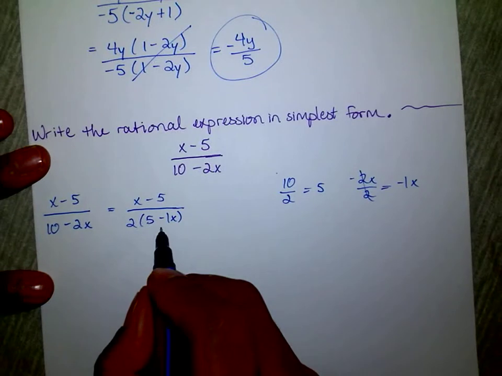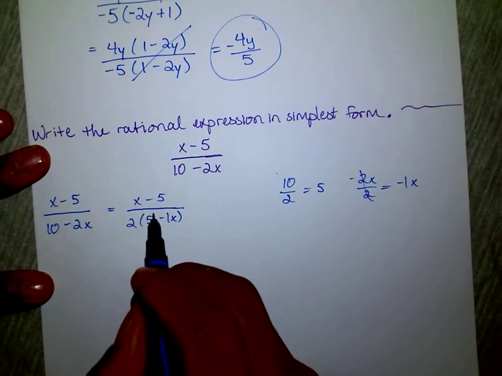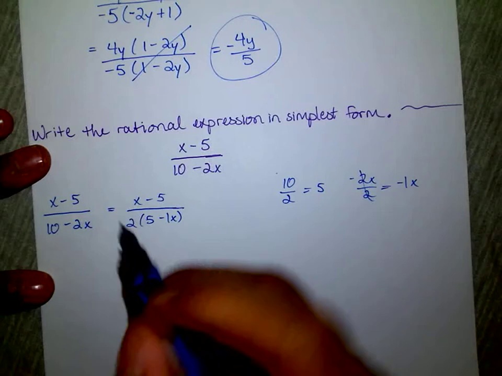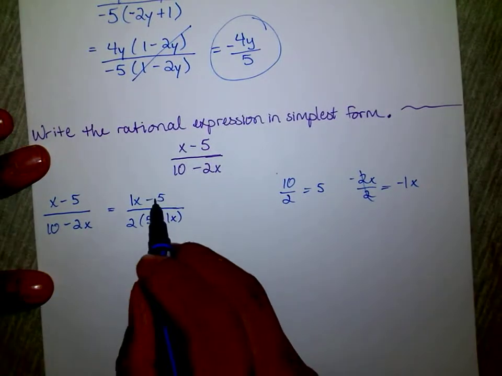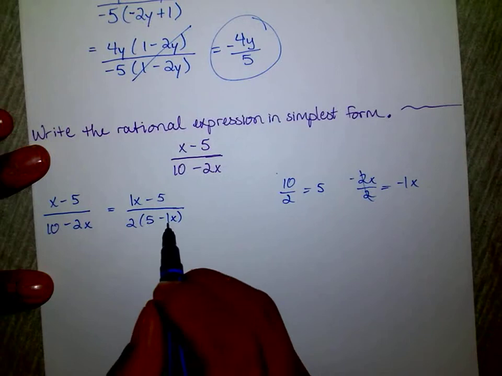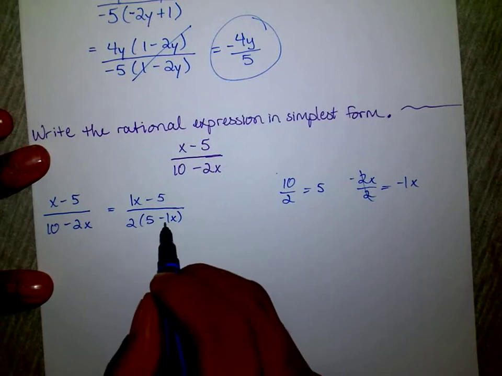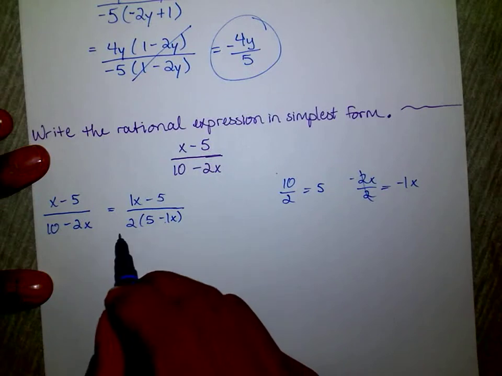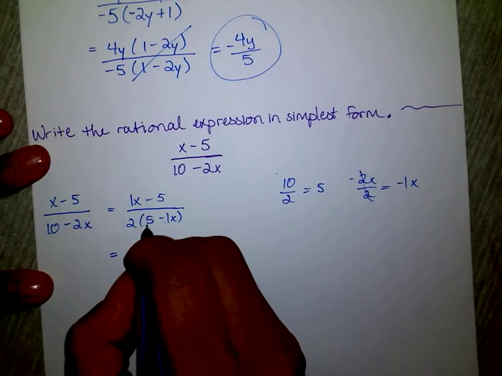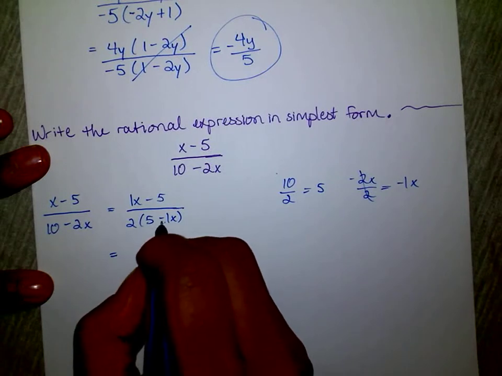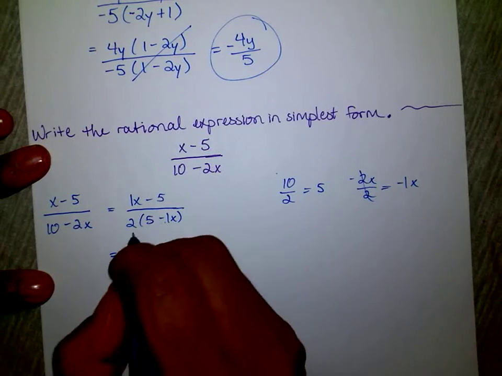Now once again, we've run into the problem that we did before. This is really a positive 1x, and that's a negative 1x, and that's a negative 5, and that's a positive 5. So once again, we're going to have to factor out a negative 1, or a negative. If we factor out a negative out of this, that's going to leave us with a negative 5. And if I factor out a negative out of this, that's going to leave me with a positive 1.